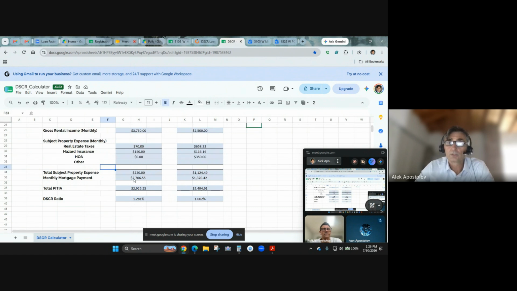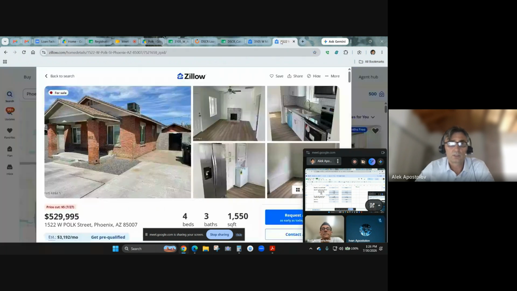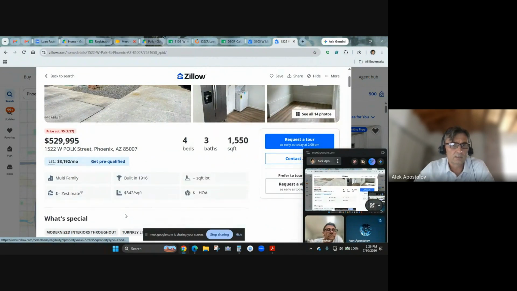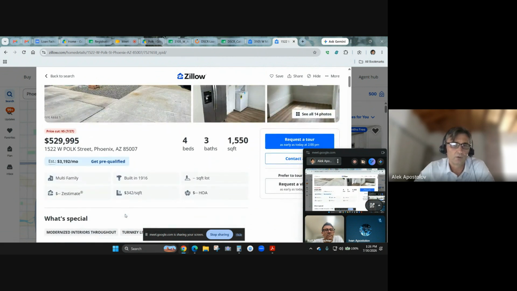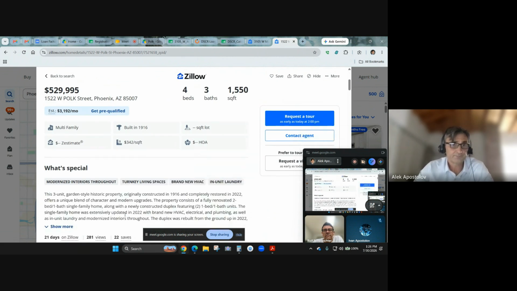Okay, so that's that example. Let's take a look at another one. That's the one we got here on Polk Street. This is a little bit of a different scenario. This is also a multifamily. It doesn't have to be a multifamily, by the way. It can be a single family property as long as, again, the rental is covering or it's close enough.